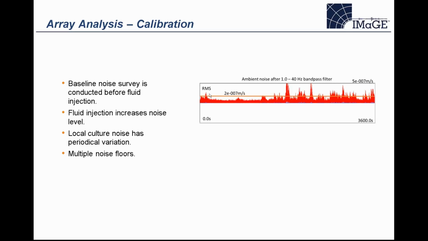If you're doing real-time processing, what you can do is just take a chunk of data, for example, an hour, and then you can draw a line and say, well, 50% of the signal is at this level, or noise is at this level. So within this time period, my noise level is about 200 nanometers per second. This is a root mean square of a waveform.